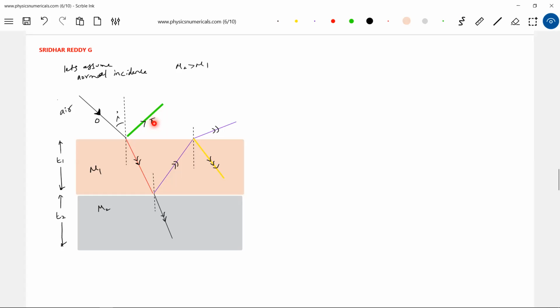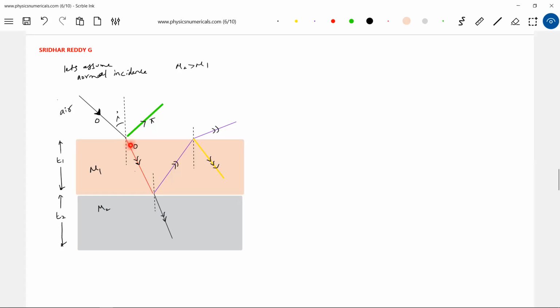Why pi radian? Because the incident ray is reflected by a denser medium, this is air, and this is mu1. Mu1 is greater than 1. So therefore the reflected ray will have a phase change of pi radian. Getting this one? For the refracted ray, there won't be a phase change. The phase of this will be 0 only.